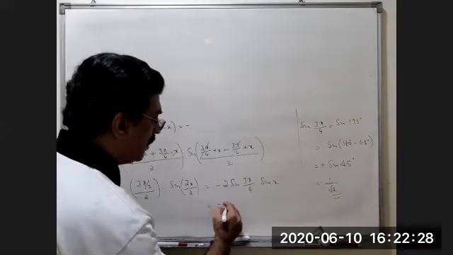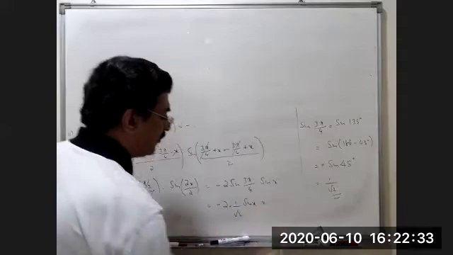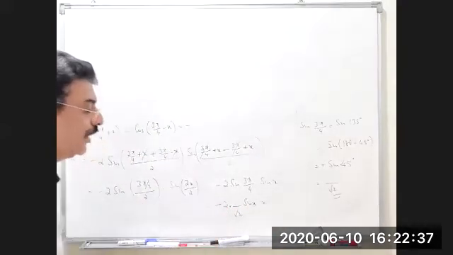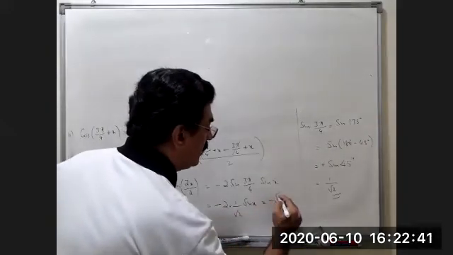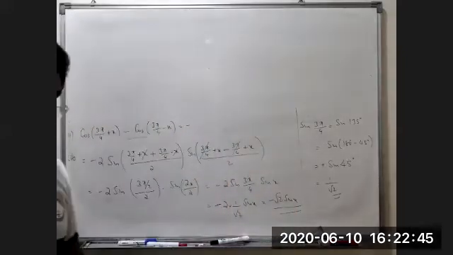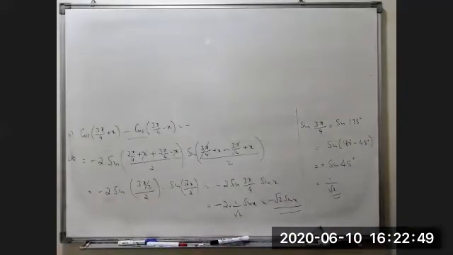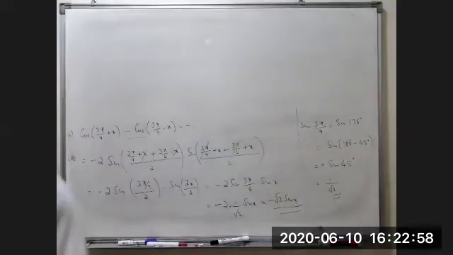We got minus 2 into 1 by root 2 sine x. This root 2 and 2 cancel, giving minus root 2 sine x. That is the RHS, that is what we need to prove: minus root 2 sine x.